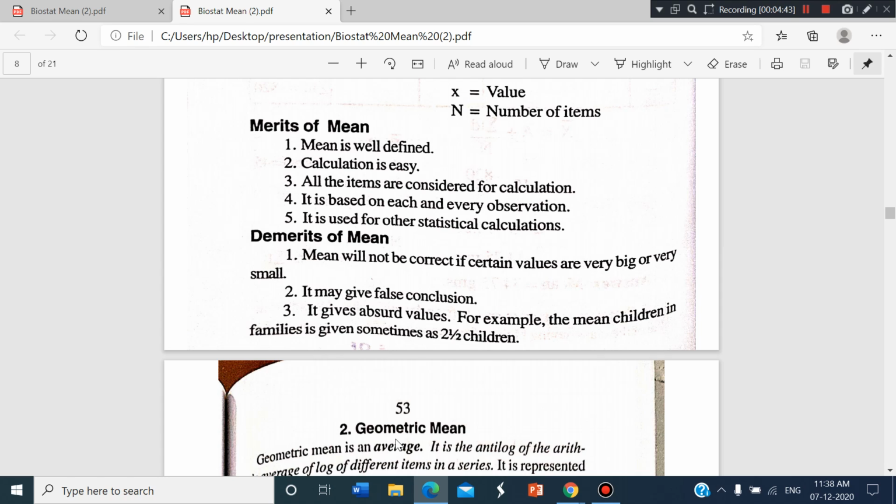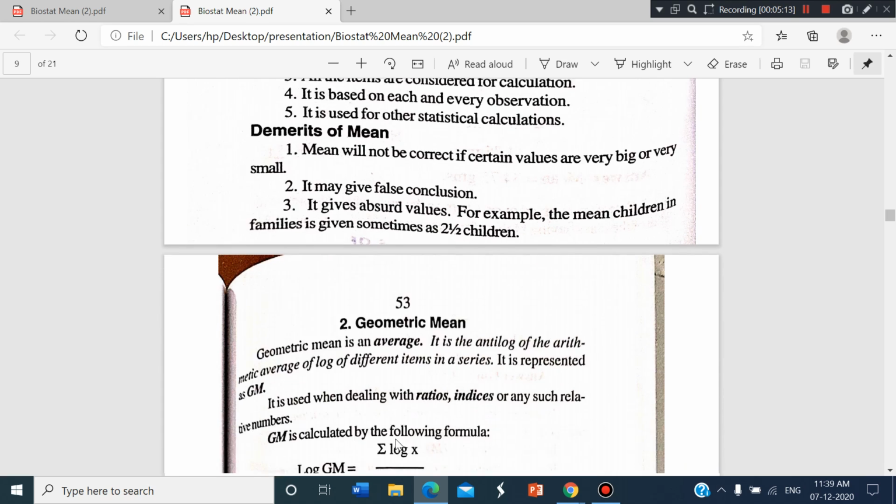Suppose one plant gives 100 and all others give 20, 25, you may say that the average is something like 35 or 40. But except that tree, none of the remaining 9 trees has yielded even 40. But still you say that the average is 40. Sometimes it gives you obscure values, like 2.5 children, which cannot happen. It can be either 2 or 3. So these are some of the demerits.